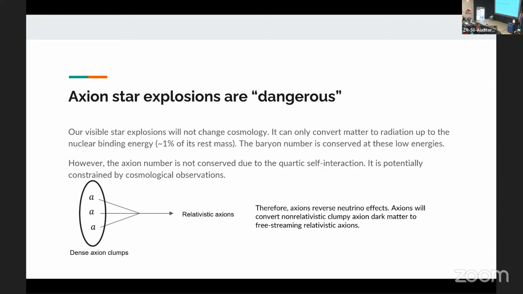And that's already huge, of course. But for the axion case, it's different because axion number is not necessarily conserved. And due to the quartic self-interaction, it's potentially constrained. So if we look at this diagram, in dense axion clumps, I can have 3 axions coming together, and due to the quartic coupling, it will convert to 1 axion, which will be relativistic. So with this process, I can convert non-relativistic matter to relativistic radiation. And it's kind of doing the reverse effect compared to neutrinos, because neutrinos come from free-streaming to be non-relativistic matter. And for axion, you convert clumpy axion dark matter to free-streaming relativistic axions.